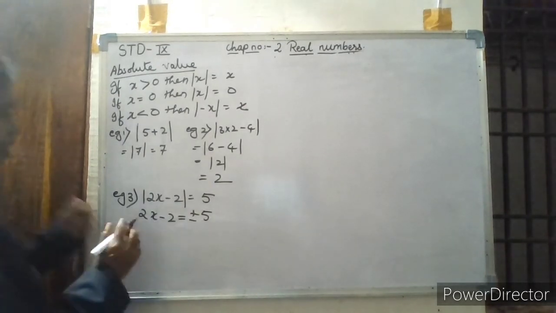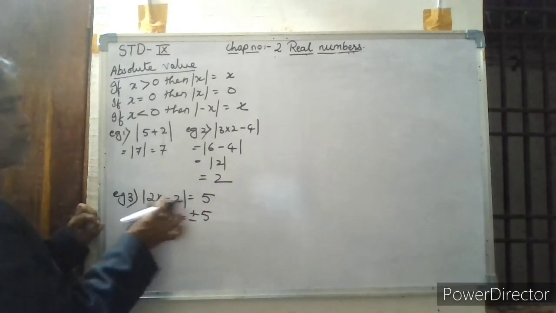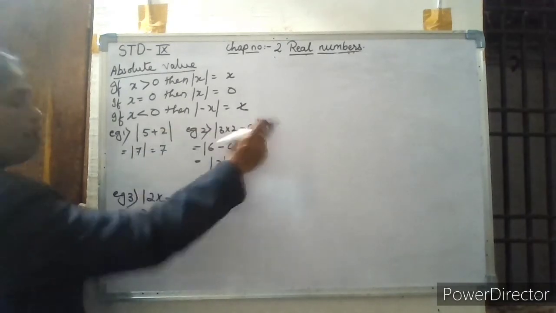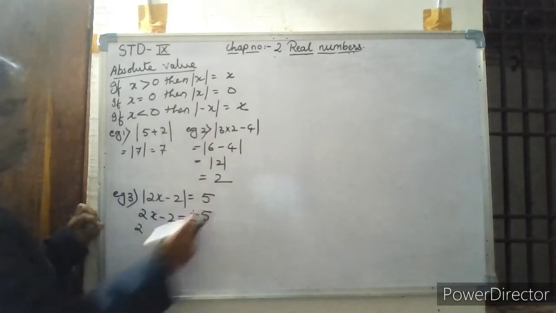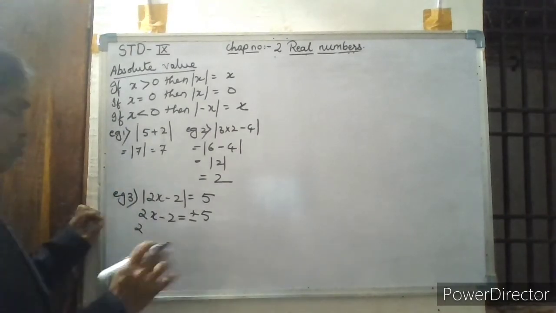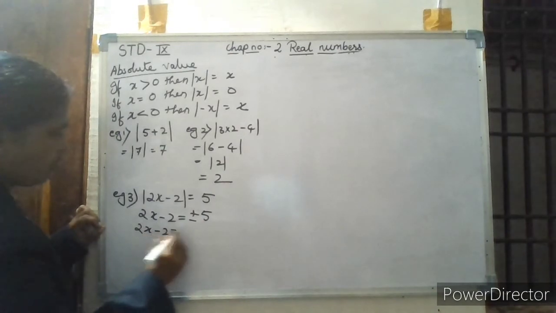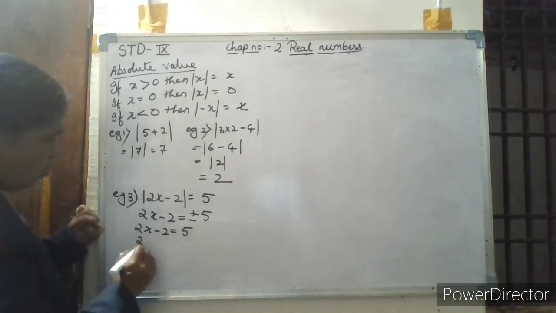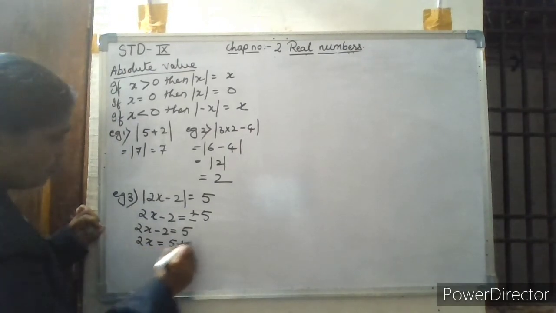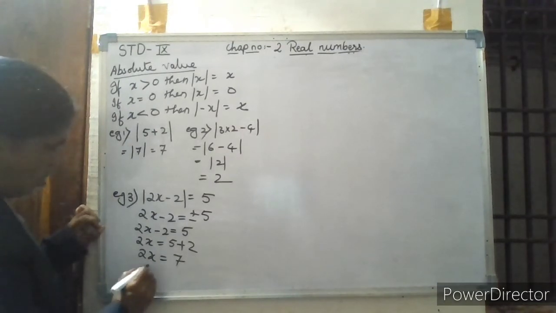So if it is given absolute of something in equation form is equal to some value, then we have to take it as plus or minus values. So this is in equation form. 2x minus 2 is equal to plus 5 we will take. So 2x, the 2 you take that side, is equal to 5 plus 2. So 2x is equal to 7, or x is equal to 7 by 2.